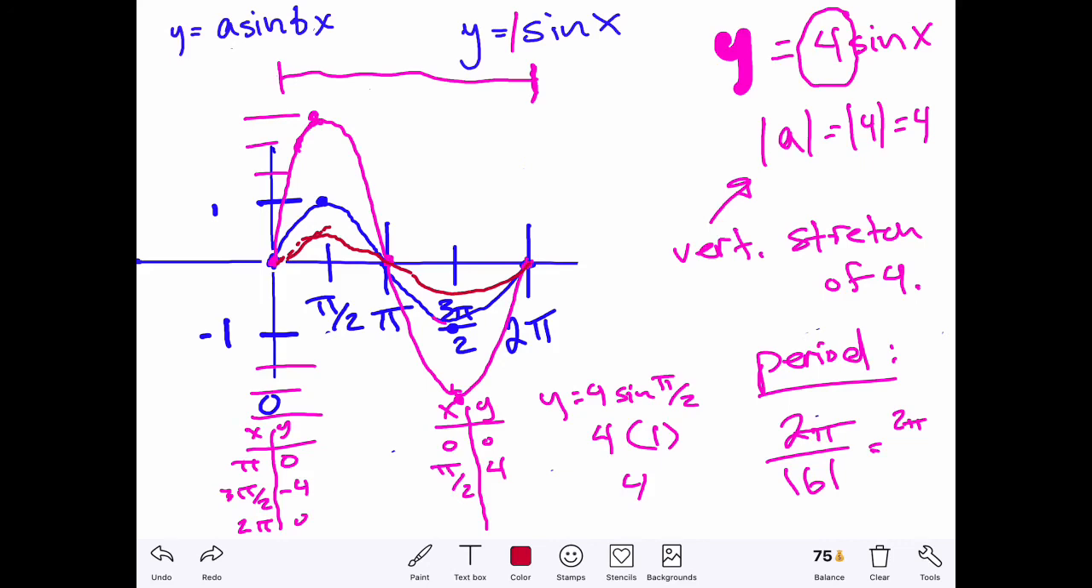Okay, in our next example, we'll look more thoroughly at amplitude and period, and let's look at that next.